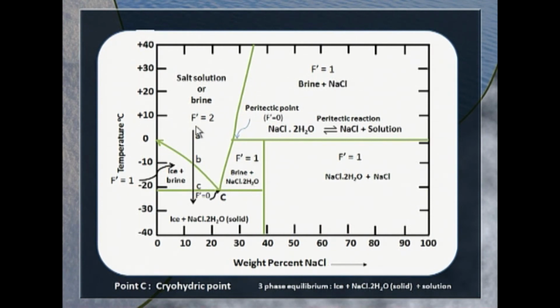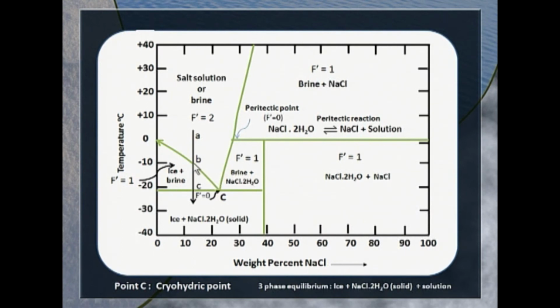If you look at the diagram and if we start with point A here, at which F prime is equal to 2, and if we try to cool this, the system will not resist. The temperature decreases, and when we reach the point B on the curve, ice starts separating out. Further cooling is allowed because we still have 1 degree of freedom. More ice separates out, and we reach the point C. The solution composition starts drifting towards C, and we recognize this as the eutectic point, or in this case the cryohydric point, at which there are 3 phases in equilibrium.